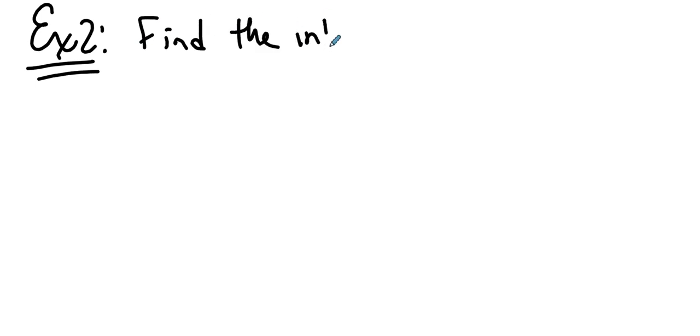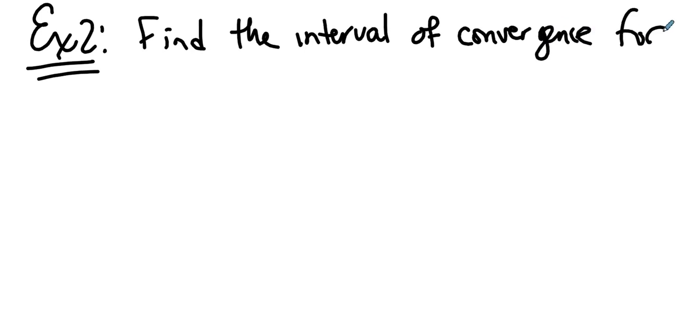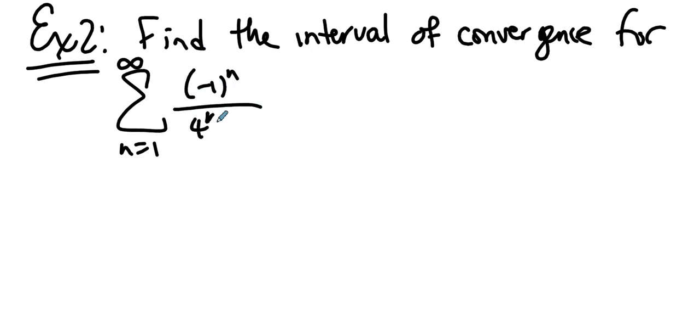Find the interval of convergence for the sum as n goes from 1 to infinity of -1 to the n over 4 to the n times n, all multiplied by x minus 5 to the n.